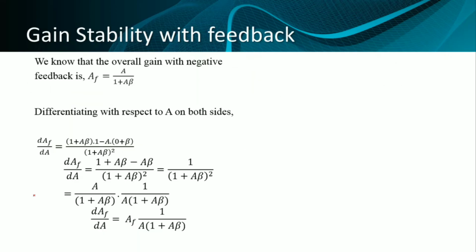Gain stability with feedback. So what happens to the stability of the gain when you have negative feedback? That we will see here. We know that AF is equal to A divided by 1 plus A into beta. This is what we have derived in the previous slides. So let us differentiate both sides with respect to A.